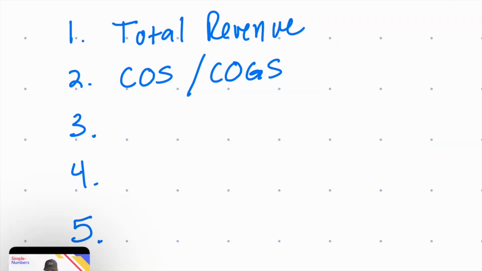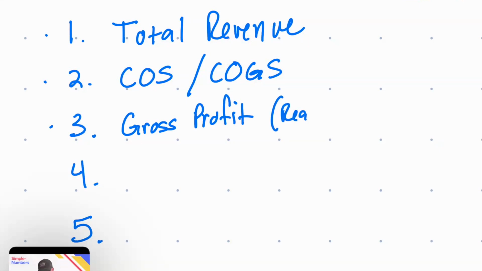That leaves us with number 3, our gross profit. That's the amount we had left. We started with number 1, we subtracted number 2, and we were left with number 3, gross profit. This is also sometimes referred to as real revenue. Why? Because it's the actual number of dollars that hit the business owner's bank account.